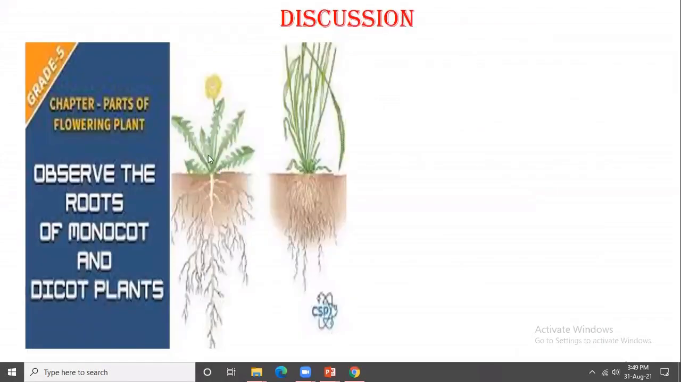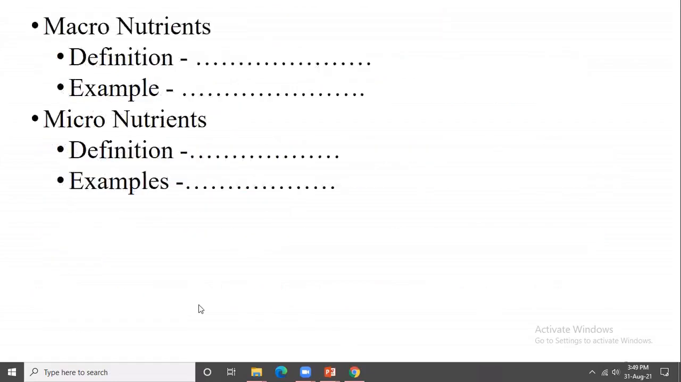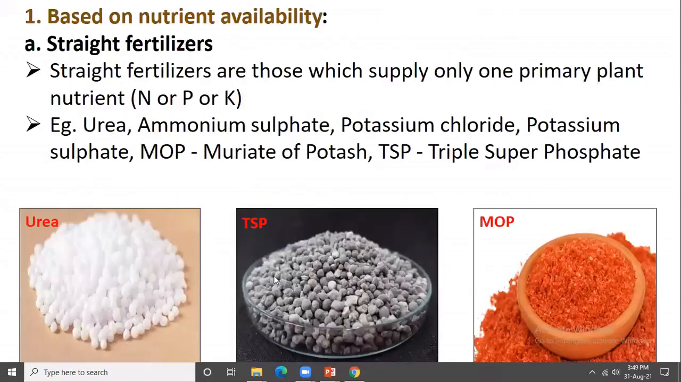32. Okay, in the discussion we want to identify what is a monocot, what is a dicot, and what type of root monocots and dicots have. You can write in your discussion part. What is a fertilizer? What are fertilizers? Why are fertilizers important? Why are nutrients important? What are micronutrients and macronutrients, and the definition, examples and classification of fertilizers? What are nutrient availability, concentration and physical form? You must identify these three pictures, they must come in your exam.